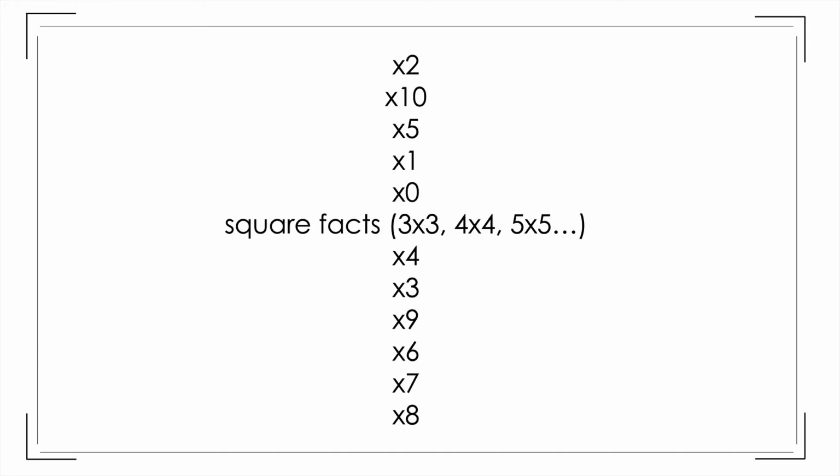Here is a recommended order for teaching the facts. We start with multiplying by 2 since most students are already very familiar with the addition doubles. And then we progress from there to the 10s, 5s, 1s and 0s, square facts, 4s, 3s, 9s, and lastly the 6s, 7s, and 8s.